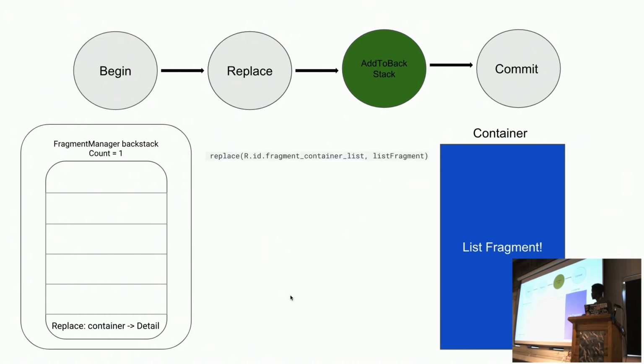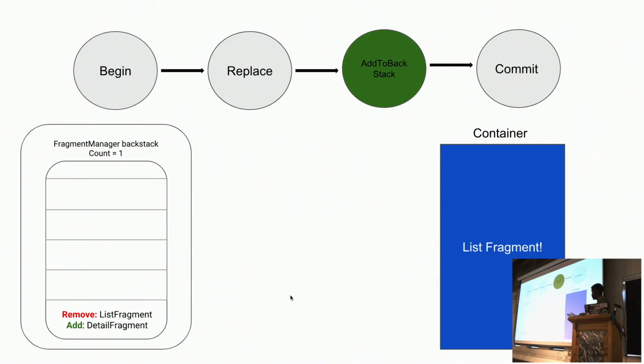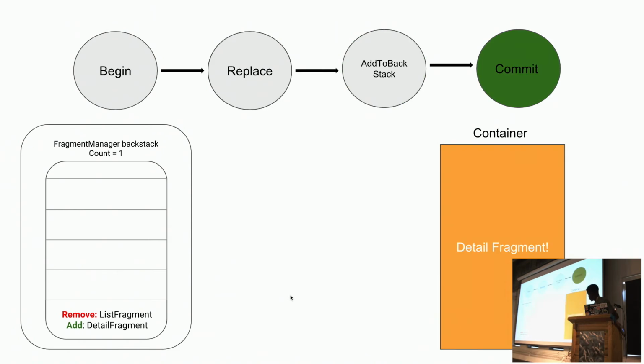And when we commit these changes, the replace function will execute, which is actually just a combination of both a remove and an add. So we have removed the list fragment and added the detail fragment. So that's essentially what the backstack looks like, and that's a single entry. And once we commit, we have our detail fragment. You might want to notice though that the commit function is actually asynchronous and does not happen instantaneously, but for the sake of this example, we're just going to imagine it worked, everything worked fine. So we have our detail fragment.